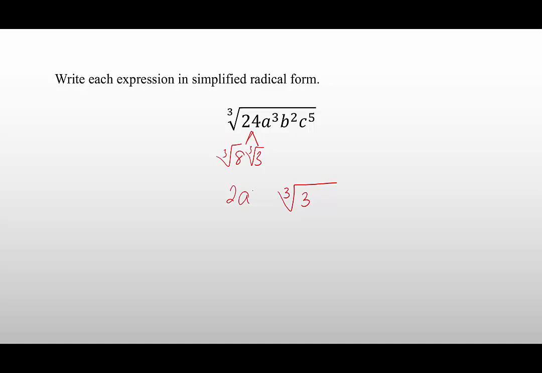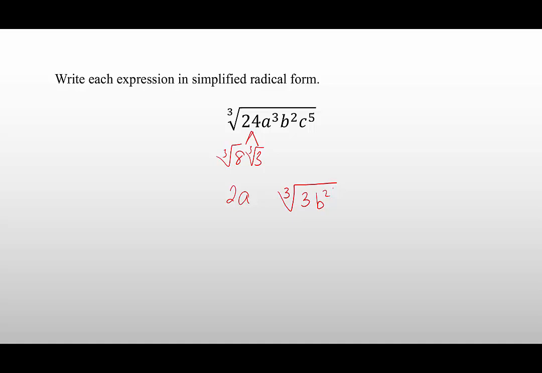Yay! How about the b squared? The cubed root of b squared? Well, unfortunately, b squared, the exponent, is smaller than the index. We're not going to be able to simplify the b at all. So the b squared is stuck under the radical. There's no factors of a remaining under the radical because it was a perfect cube.